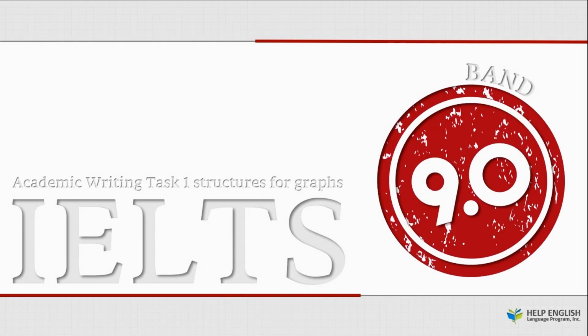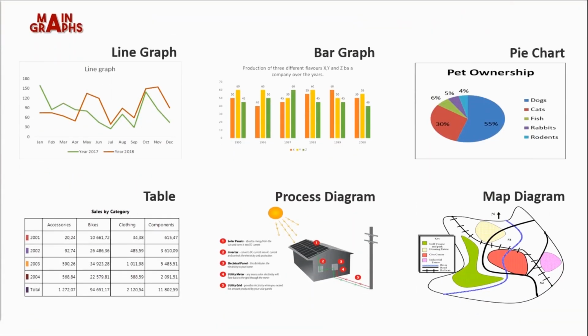In this video, we will walk you through the basic structure of graphs we commonly encounter in IELTS Academic Writing Task 1. In Academic Writing Task 1, there are 6 main graphs or diagrams that you would probably encounter in your test. It can be a line graph, a bar graph, a pie chart, a table, a process diagram, and a map diagram. So familiarizing yourself with these graphs will help you out in getting a Band 9 report.